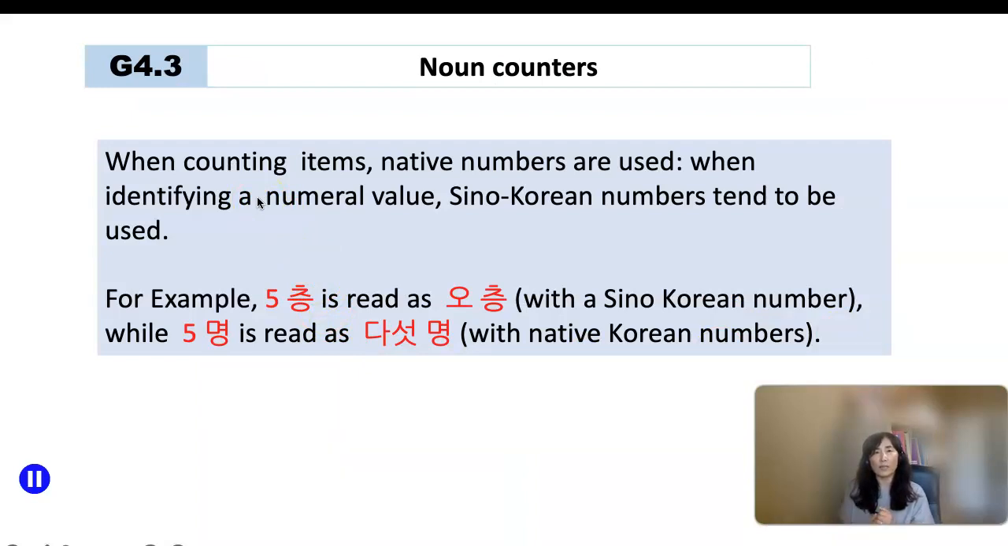But this is the general rule of thumb. When counting items, native Korean numbers are used. When identifying numeral value, Sino-Korean numbers tend to be used. So for example, the floor, 5층, the fifth floor with the Sino-Korean numbers. When you count a person, then 5명, we use the native Korean numbers.